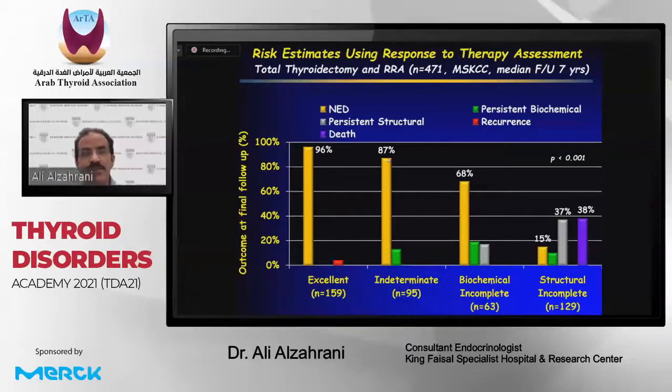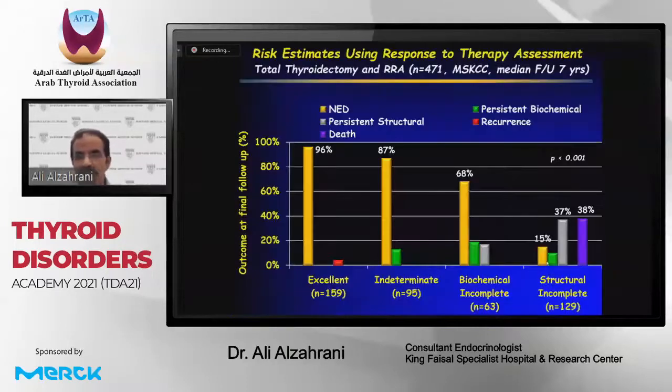Indeterminate around 87%. When you come to the biochemically or structurally incomplete, you can see that those percentages significantly decreased to 68% in the biochemically incomplete and to only 15% in the structurally incomplete. You can see that most patients who die from the disease are actually in the structurally incomplete. You can see 40% risk of mortality if the patient has structurally incomplete.